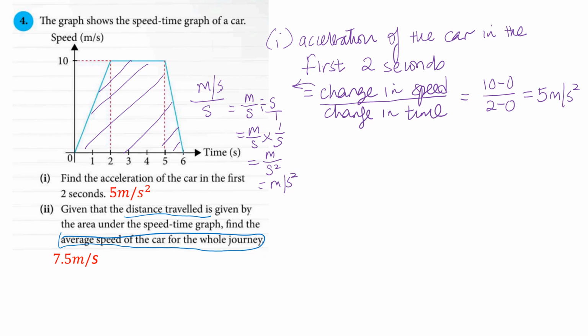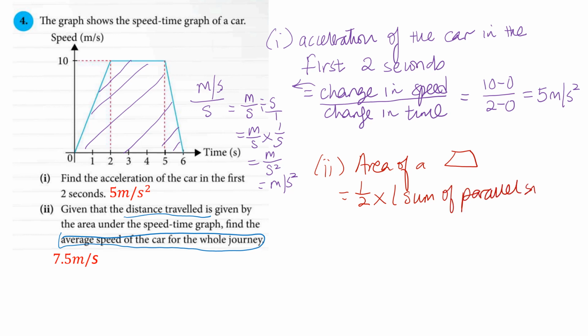If you recall the formula to find the area of a trapezium, you have a half times the sum of the parallel sides times the vertical height. Okay, wait, let me write it properly.